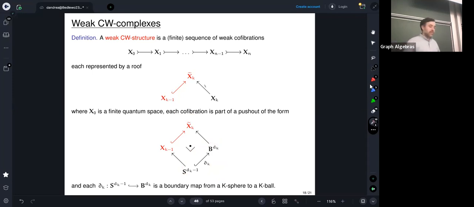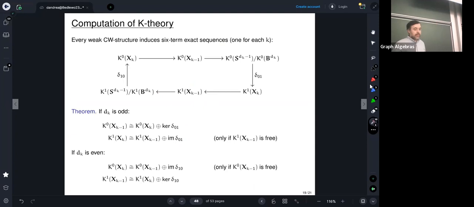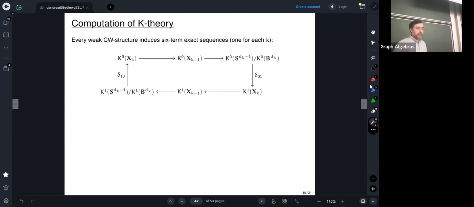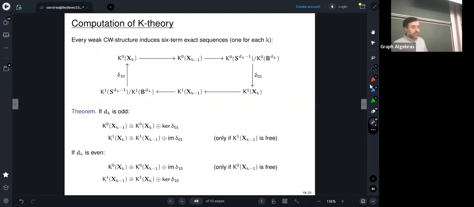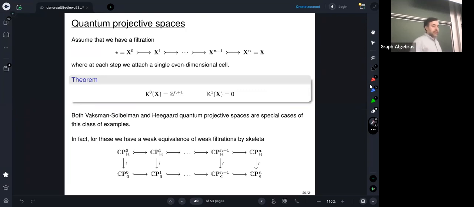short exact sequences in K-theory, because this is what allows you then to compute things, to give some recursive relations between the K-theory of these quantum spaces appearing in this sequence. So there is a general theorem that maybe I will skip, which is basically exactly what I said, which gives you a recursive relation for each k between the K-theory of X_k and the K-theory of X_{k-1}. But I want to skip this and give you just this example.